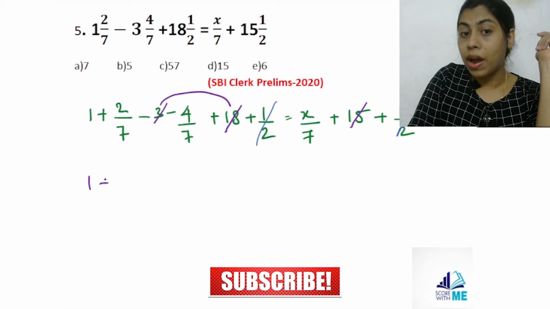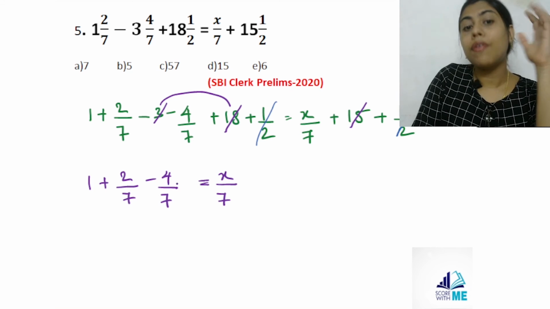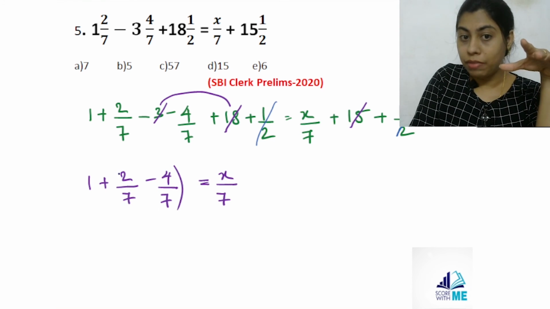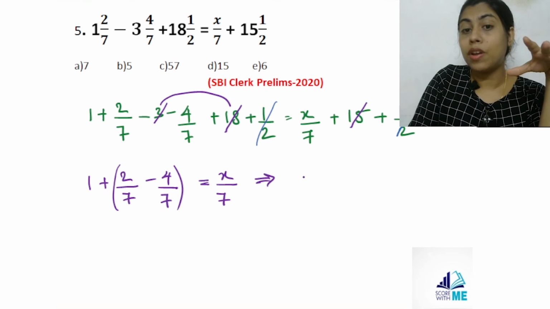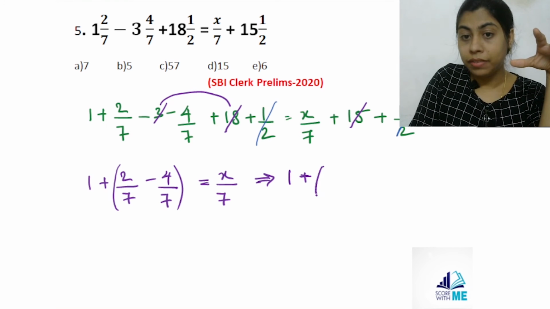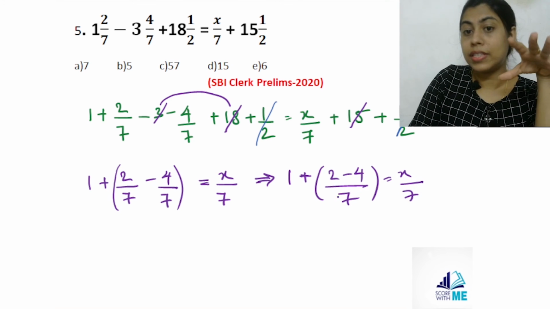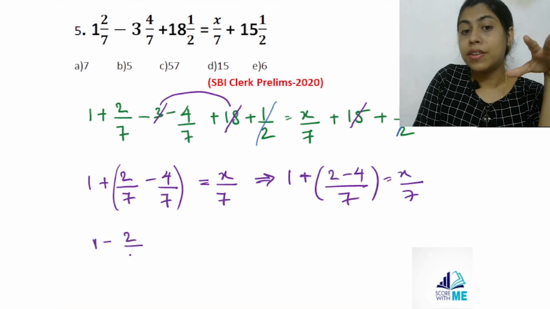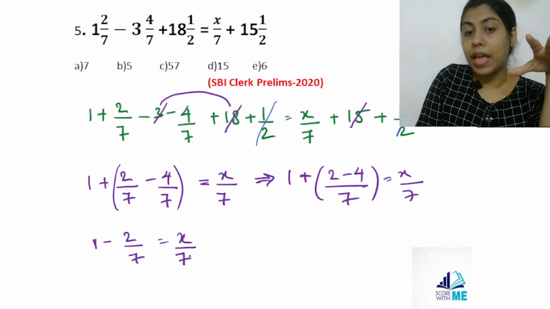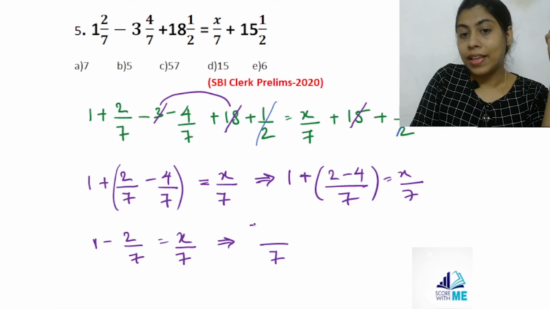We are left with 1 plus 2 by 7 minus 4 by 7 is equal to x by 7. Now in the left hand side, two fractions with the same denominators. So when fractions have the same denominators, numerators can either be added or subtracted. So this results in 2 minus 4 by 7 is equal to x by 7. So this gives us 1 minus 2 by 7 is equal to x by 7. Thus, on further taking LCM gives us 7. Here, numerator 7 minus 2 is equal to x by 7.